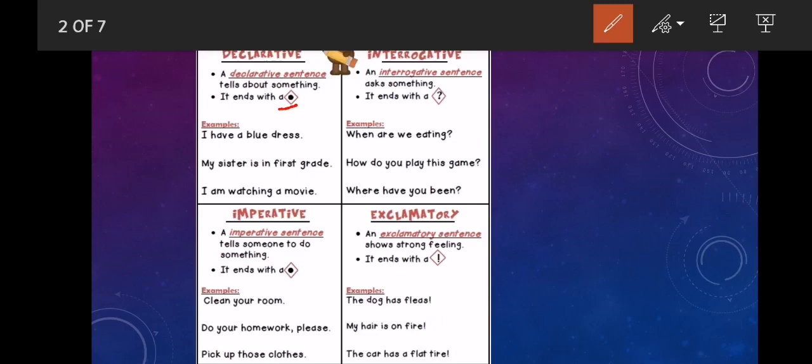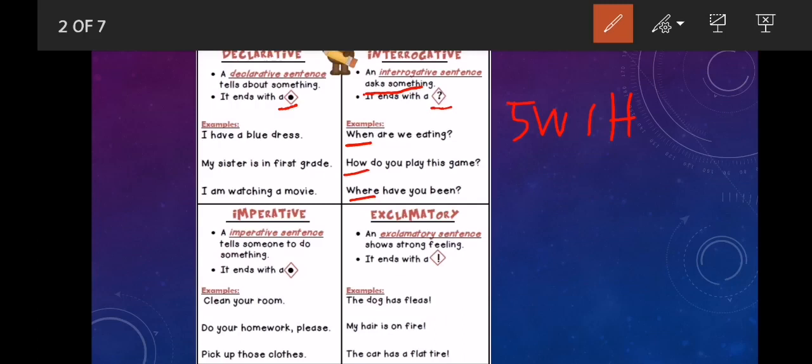Okay, next is the interrogative. Interrogative sentence we usually use to ask for some things, and it always ends with question mark. Okay, for example, when are we eating? How do you play this game? So interrogative biasanya dia start with when, how, where ataupun another 5W 1H. Okay, 5W that includes where, why, who, when, which. Okay, kalau untuk H dia adalah how. So itu biasanya kita guna for interrogative sentence which ends with question mark.